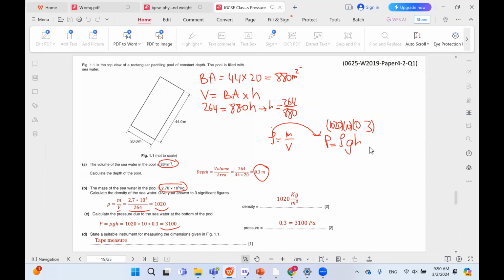Of course, this is here a typo. I apologize for that. There should not be this 0.3 here. It's just 3,100 Pascal.